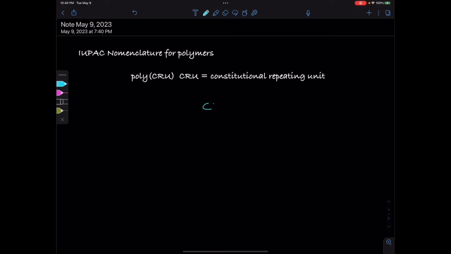Let's consider a simple polymer chain made up of CH2 molecules. In this case, CH2 is the constitutional repeating unit. So the polymer will be named as poly, followed by, within parentheses, the name of the repeating unit, which is methylene.